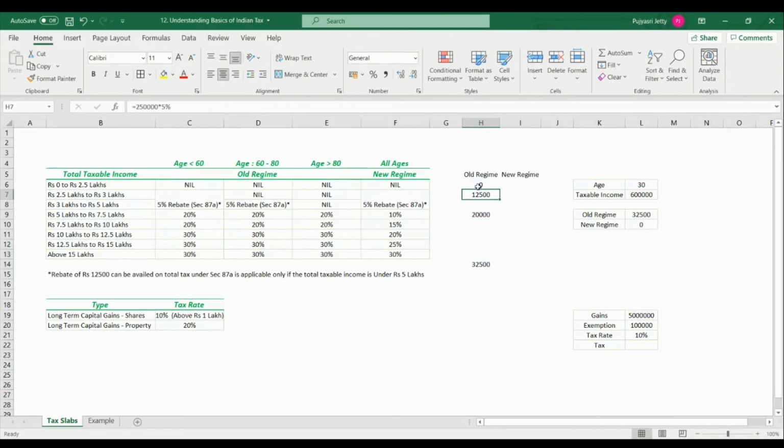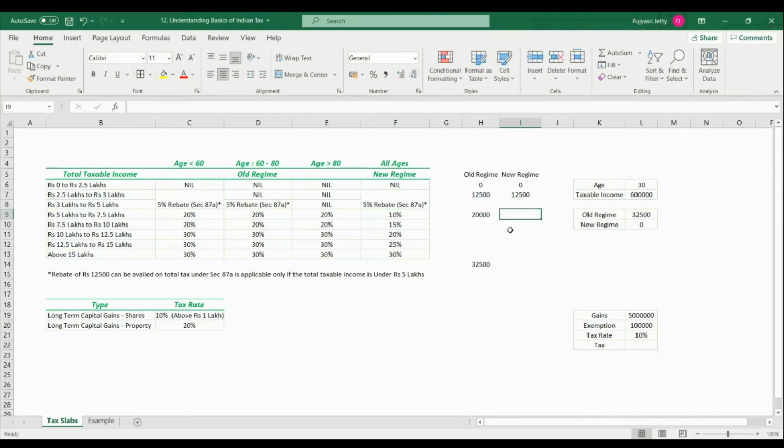Now let's check out the tax calculation for the new regime as well. In the new regime, again for up to 0 to 2.5 lakhs, no tax needs to be paid. So it is again 0. And for up to 5 lakhs, again it is 5%, with a rebate if the income is below 5 lakhs. Since that is not applicable here as well, the tax that needs to be paid is 12,500.